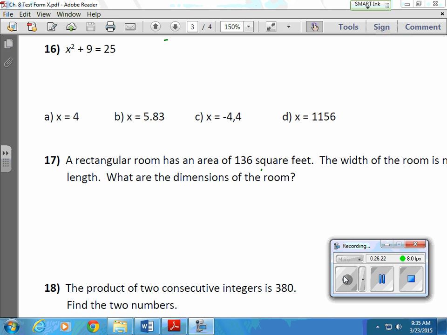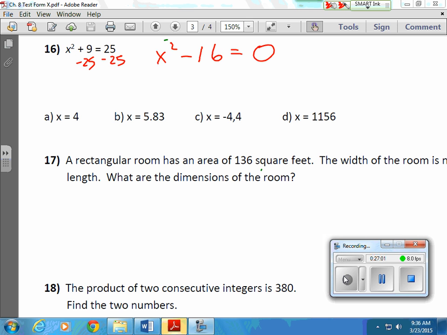Okay, what do you think we're going to do with number 16? What did we do to all the other problems ahead of this? Equal it to 0. That's the first thing we did on all the previous problems. Kind of follow the pattern, we did it last time, maybe we should do it this time. X squared plus 9 minus 25. What's 9 minus 25? 16.